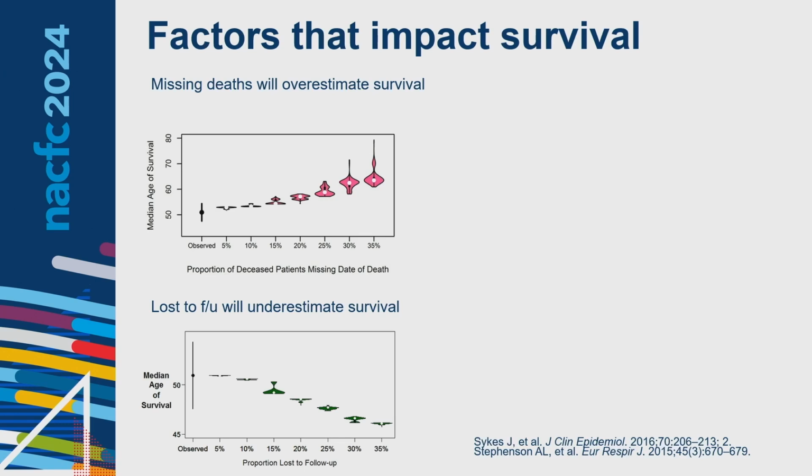Conversely, if you miss patients lost to follow-up, if those individuals lost to follow-up are not in your registry, you'll actually underestimate survival, which is the bottom left-hand violin plot, again showing the same thing of proportion of patients lost to follow-up from 5 to 35%.